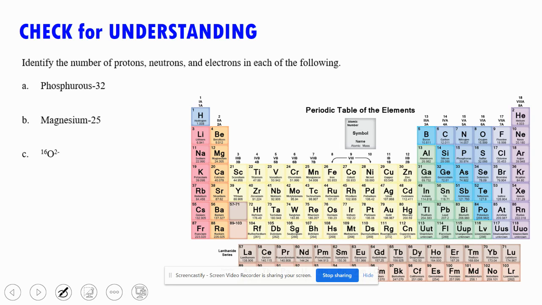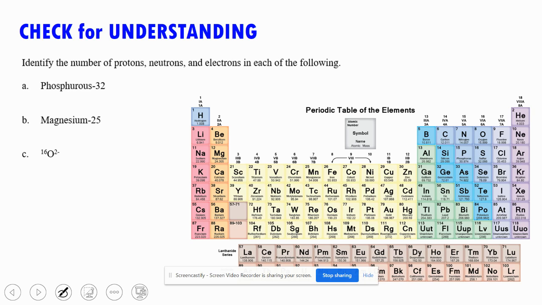Let's go ahead and see if we can figure out some of these things and check your understanding for these questions here. We have phosphorus-32, magnesium-25, and we then have this oxygen down here that has a -2 charge on it, along with a 16. Go ahead and pause this video for a second and see if you can figure out any of these problems in terms of identifying protons, neutrons, and electrons.